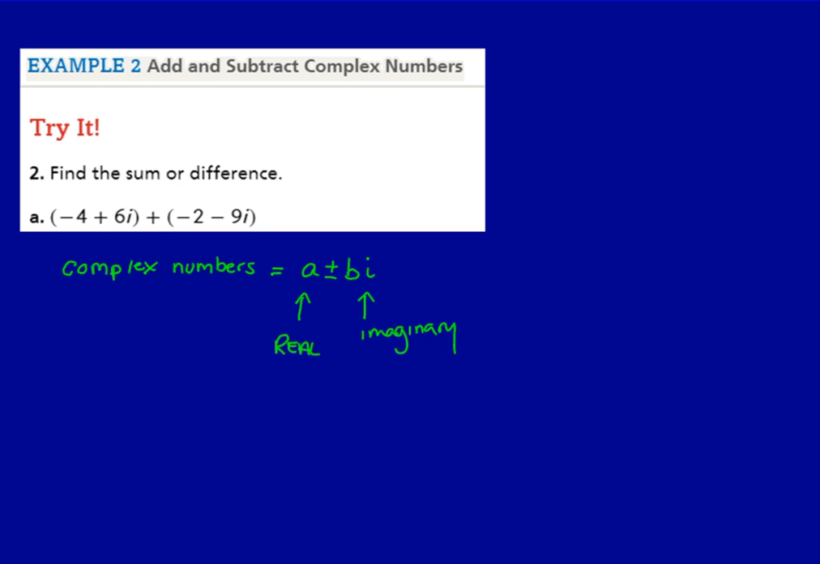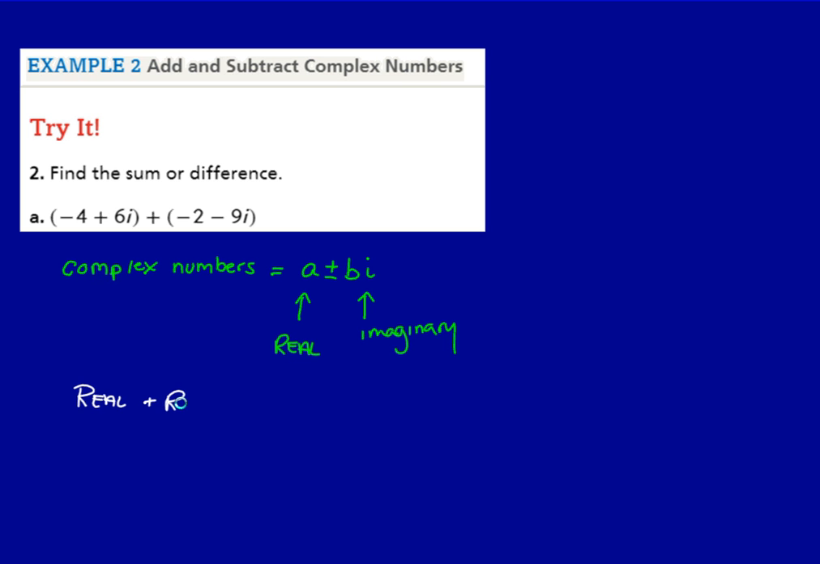And we add them exactly as if they were real numbers. Remember, i is not a variable. i is a number. It's the square root of -1. It's not a variable. So we can treat it kind of like a variable, but we have to remember that it is not one.